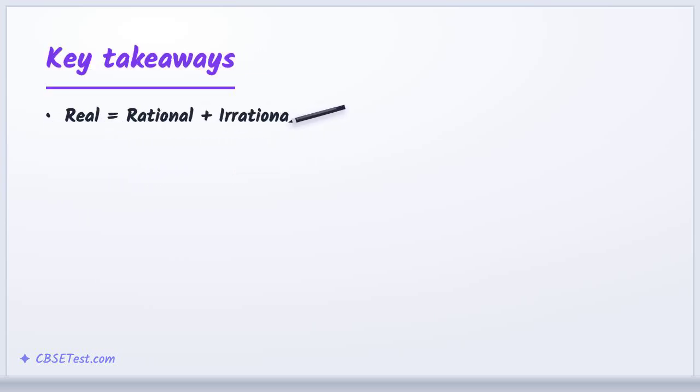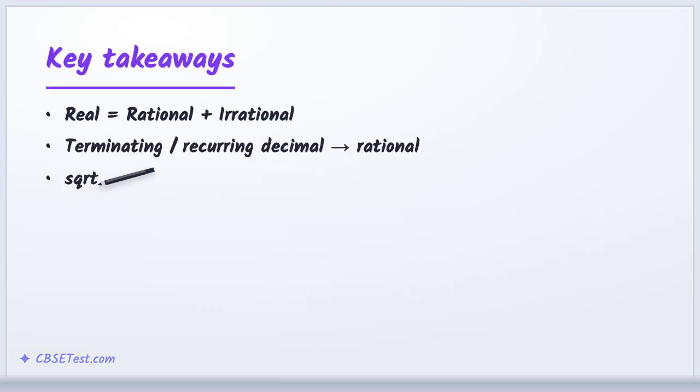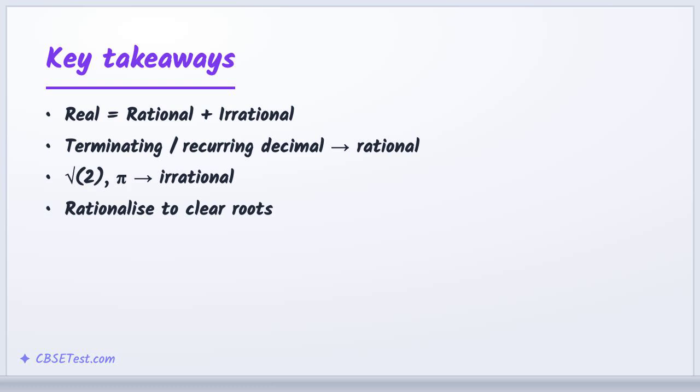Let's recap. Real numbers are the rationals plus the irrationals. A decimal that stops or repeats is rational. One that never repeats is irrational. And we rationalize denominators to clear away the roots. Great work! Practice a few problems and these ideas will click.